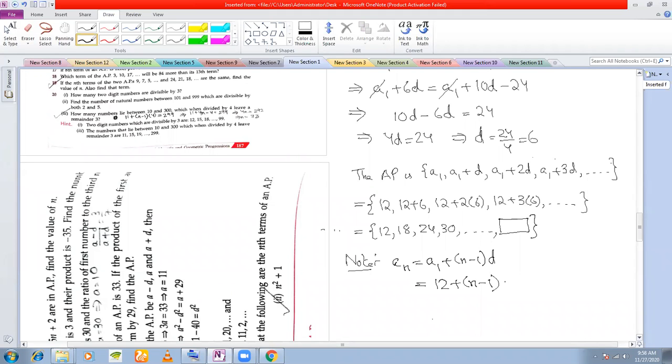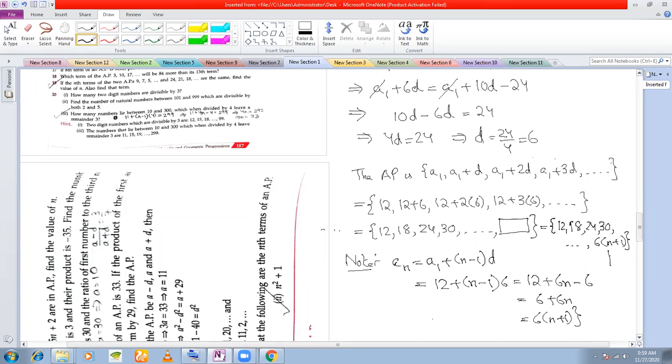And what is the D here? D we have found out to be 6. So this is 12 plus 6n minus 6. So this is 6 plus 6n, which is 6 times n plus 1. So mathematically, if you want to be correct, you should write this AP in this way: 12, 18, 24, 30, and so on till 6 times n plus 1.